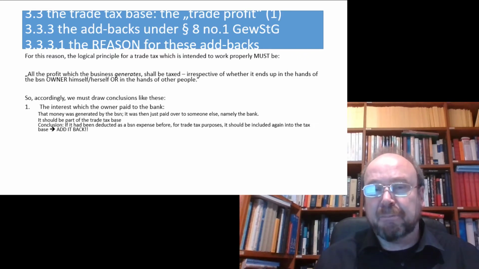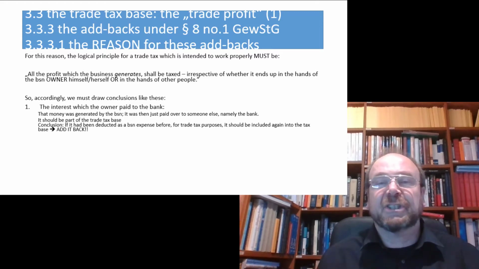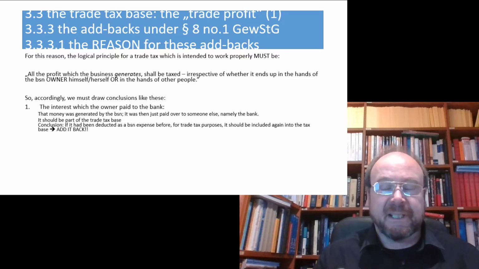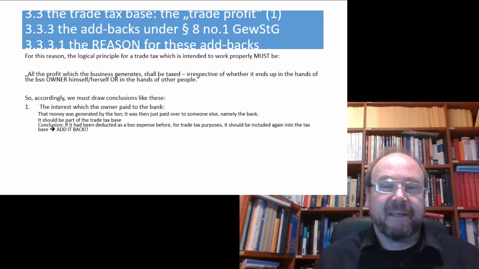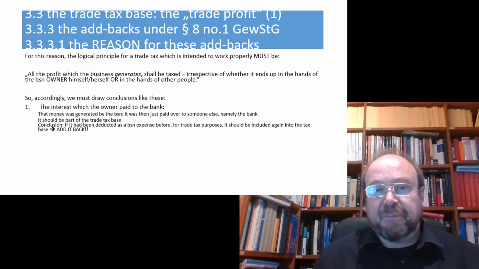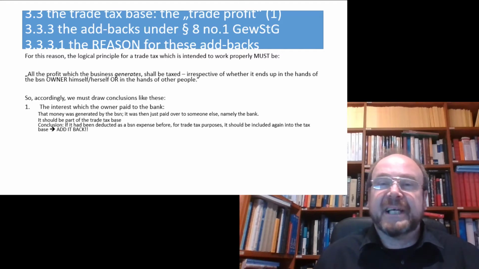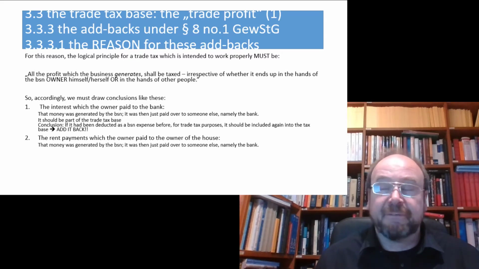And so if it had been booked as interest expense, that interest expense posting should be reversed, eliminated for trade tax purposes. So a deduction for interest expense should be added back, and that is where the name add back comes from. It should be added back to the profit for the purpose of trade tax, so that the interest is also taxed, although it is handed over to somebody else. The rent payments which the owner makes to the owner of the buildings, the money has its origin in the firm.